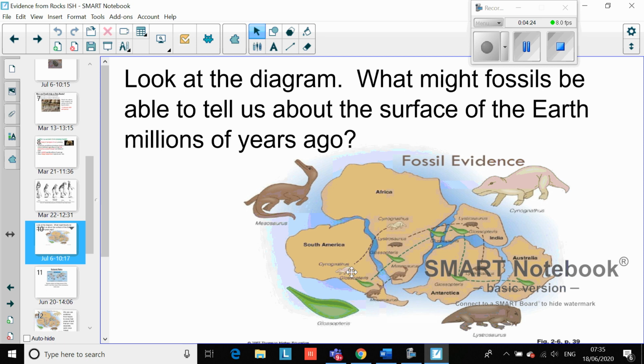So, for example, this one, Cynognathus, is found in South America and Africa. And the same is true of this type of plant here. Can't even read that, sorry, Glossopteris. And then for this one, Mesosaurus, that's also found in parts of South America and then South Africa. How can we explain this?